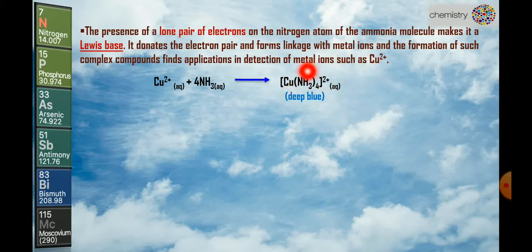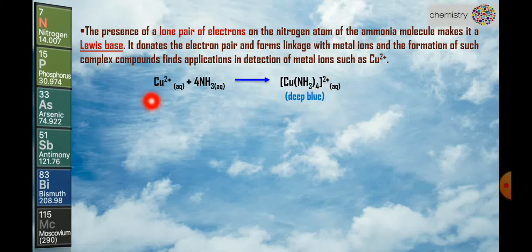So this formation of a complex compound indicates that ammonia acts like a Lewis base, and this character finds application in the detection of many metal ions such as copper 2+ ion. Simply put, the ammonia molecule has a lone pair of electrons that is donated to a metal ion in the formation of a complex compound. This process helps in the detection of metal ions.